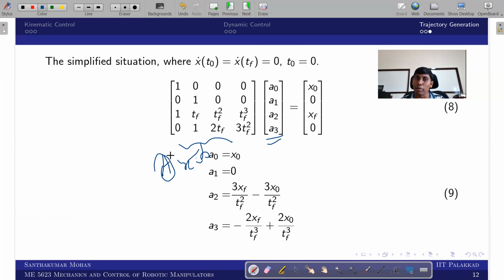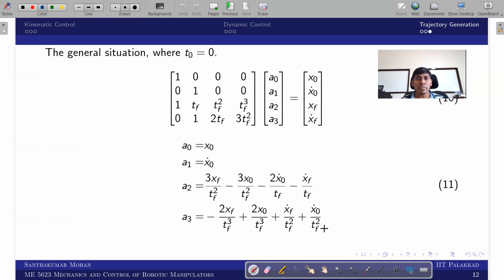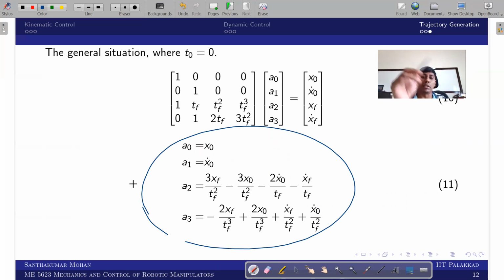With a simplified situation where my initial and final velocity are zero, for example in kinematic control, and I assume t naught starts from zero as the time step, the simplified equation gives a naught, a1, a2, a3 in this form. Now for the generalized case, where t naught is still starting from 0, but I'm considering x naught, x f, and both x dot f and x dot naught, then you can see that the equation comes in this form.